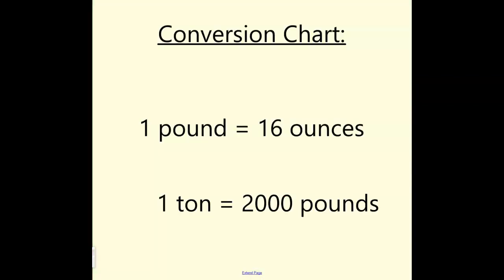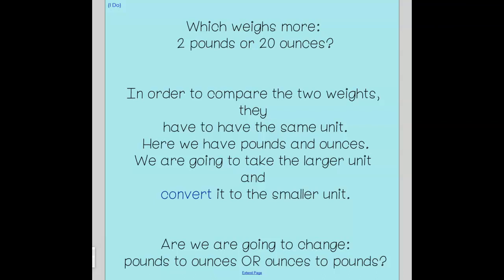Now let's move on. I mentioned to you we're going to switch from one type to another. So here's a little anchor chart review. 1 pound is equal to 16 ounces. And then we have 1 ton, which is equal to 2,000 pounds. Okay, so 1 pound can be switched to 16 ounces, and 1 ton can be switched to 2,000 pounds. Let's take a look.